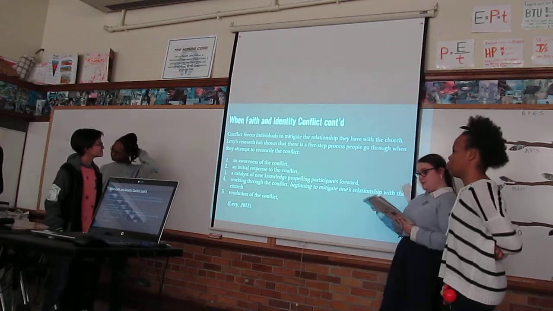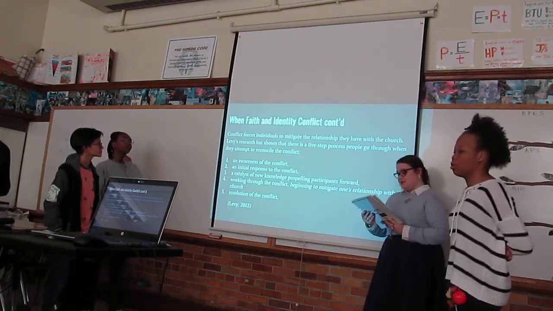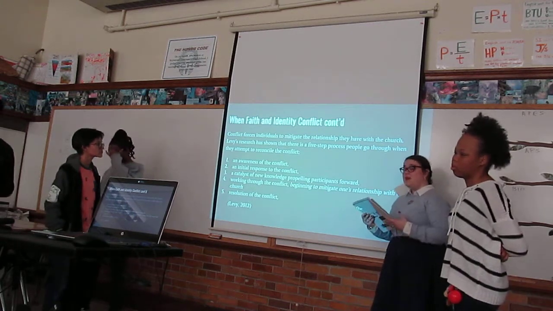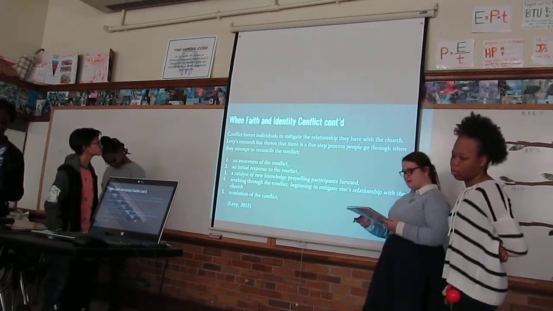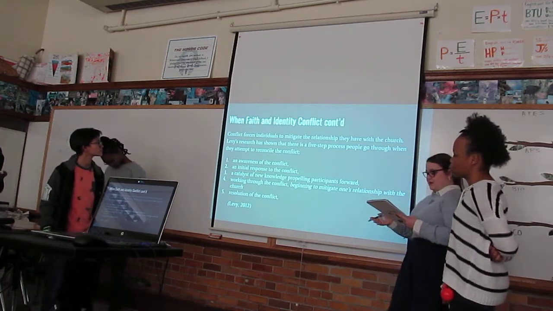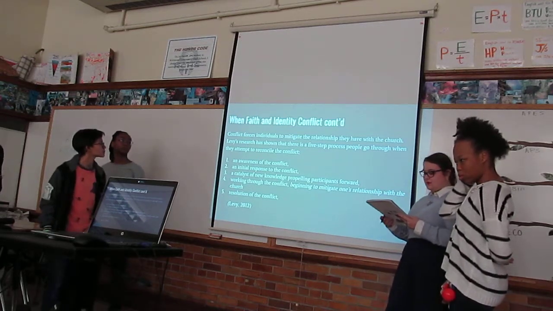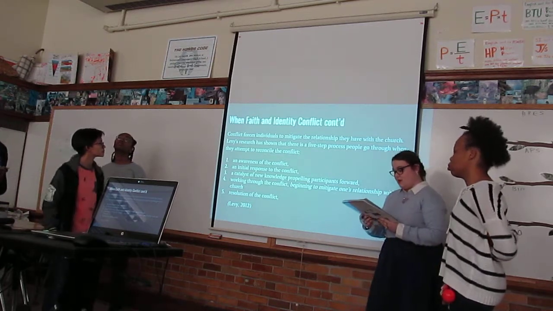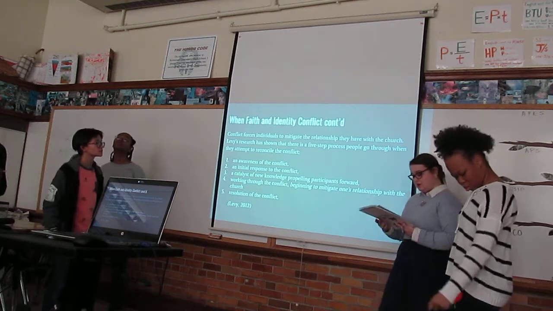This five-step model, as observed by Levy, shows the common steps individuals took while mitigating a relationship between a hostile church and their identity. They experienced an awareness of the conflict, where one first becomes aware of an incongruence, an initial response to the conflict, a catalyst of new knowledge propelling participants forward, working through the conflict, and a resolution of the conflict, which usually results, as noted earlier, in leaving the church.